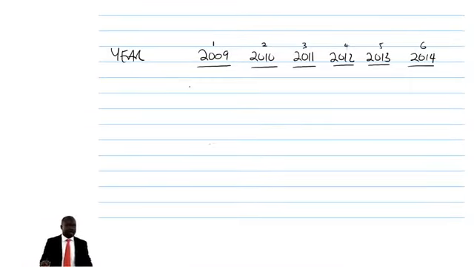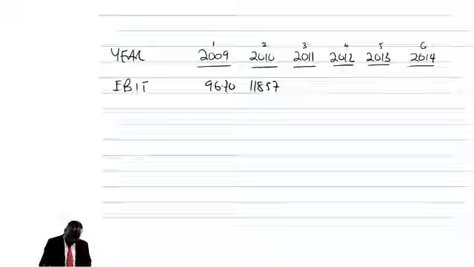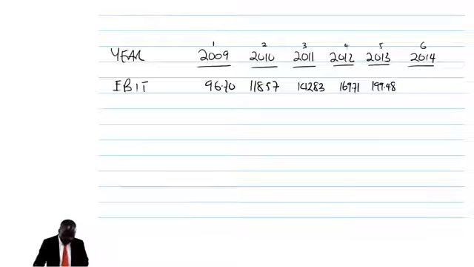So I will say, what will be my profit or earnings before interest and tax? The earnings before interest and tax for the future is given as 96.70, 118.57, 142.83, 169.71, 199.48, and then 199.48. These are the earnings before interest and tax.